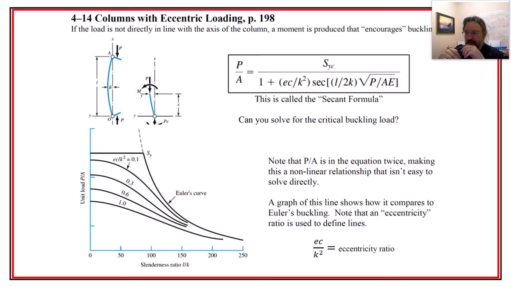Several years past, I had two different classes on buckling, and this is where we would introduce eccentric loading, right? The real problem with eccentric loading is that the idealization for Euler buckling is that the load is exactly aligned with the center, right?